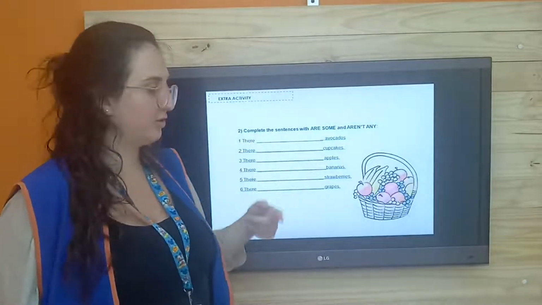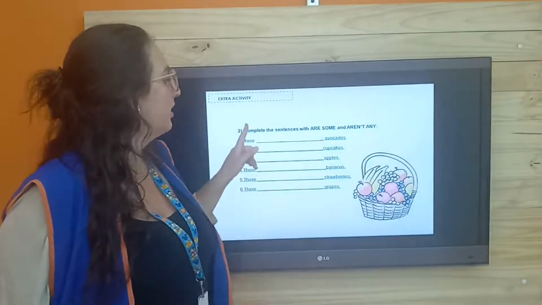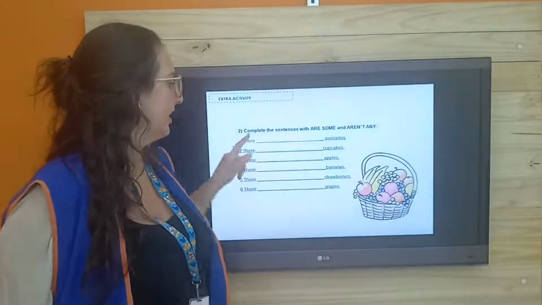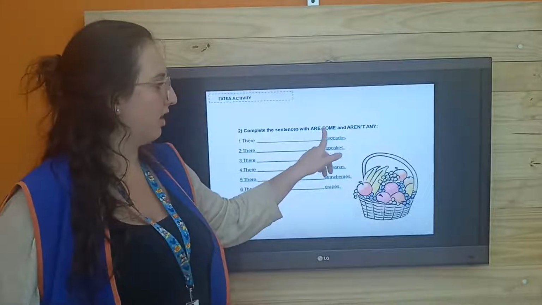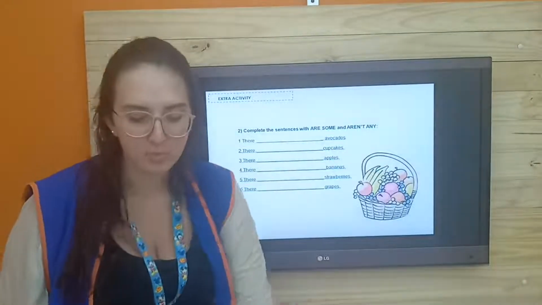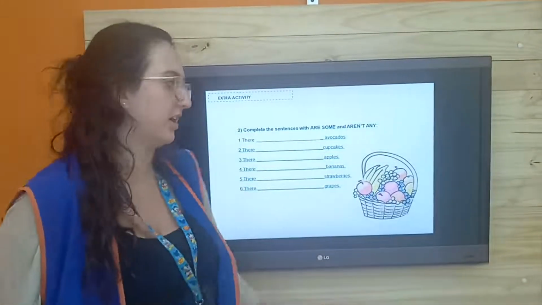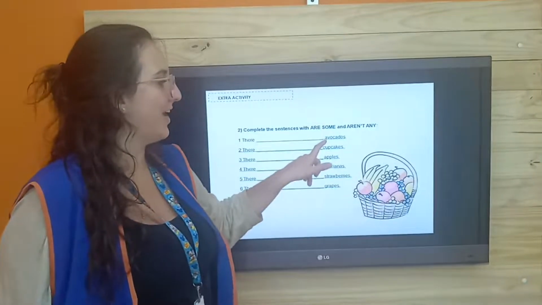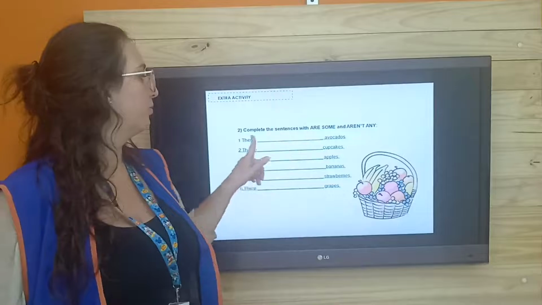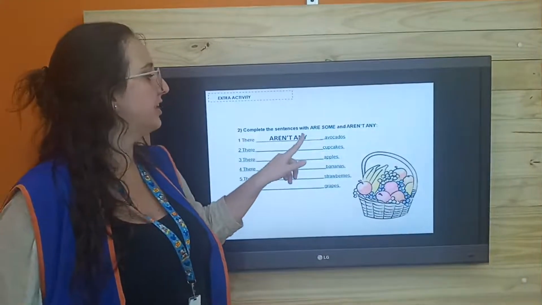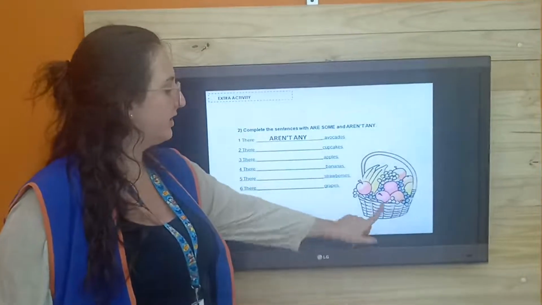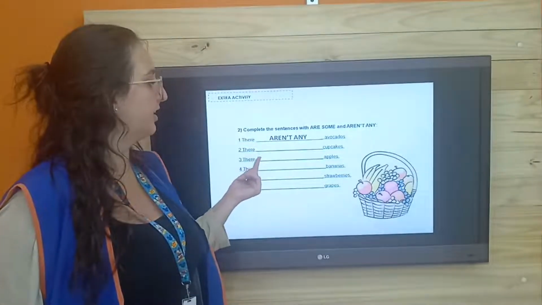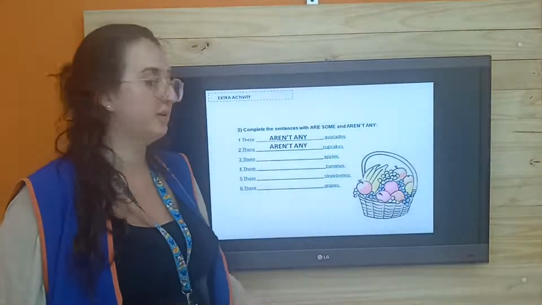Exercise number 2, as you can see on your paper, we have to complete, looking at the picture, this sentence with are some or aren't any. The same we did on the book, okay? It's the same exercise, but we have a different picture. So for example, in this picture, can you see any avocados? No, so we're going to say there aren't any avocados, okay? In this picture, can you see any cupcakes? No, so we're going to write there aren't any cupcakes, okay?